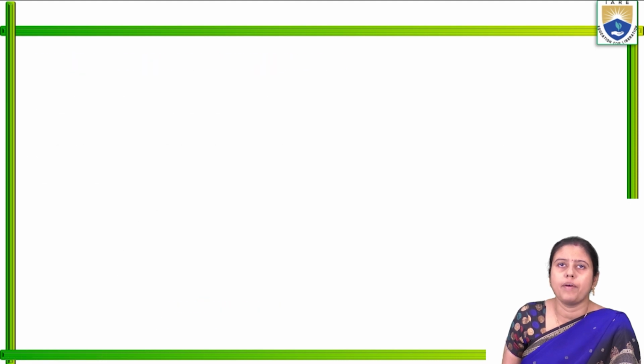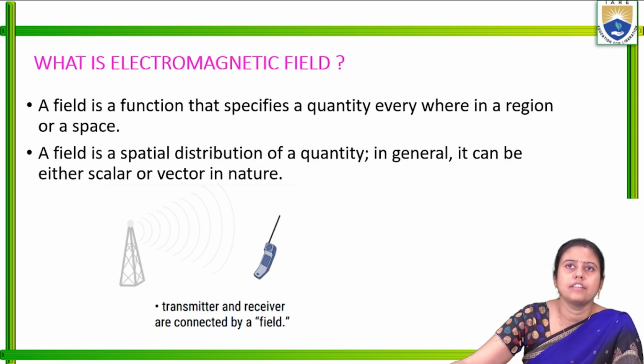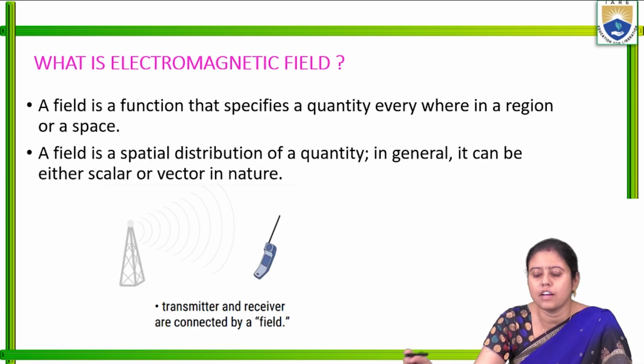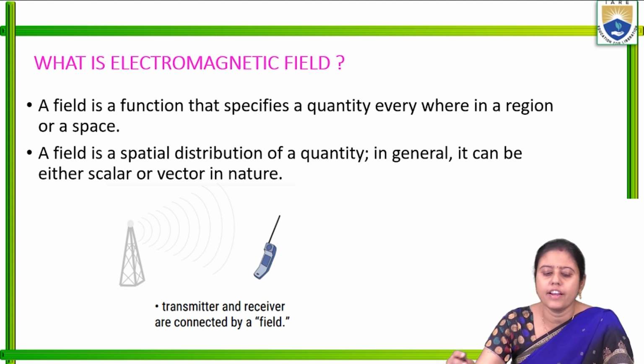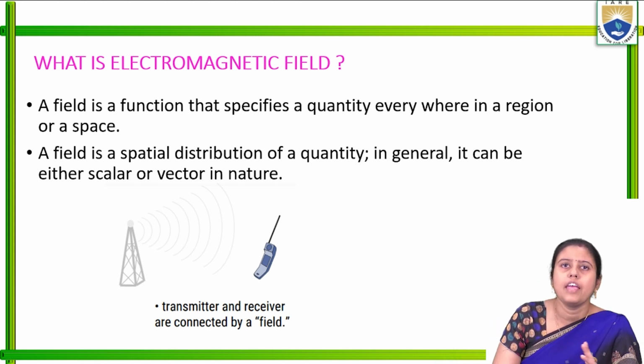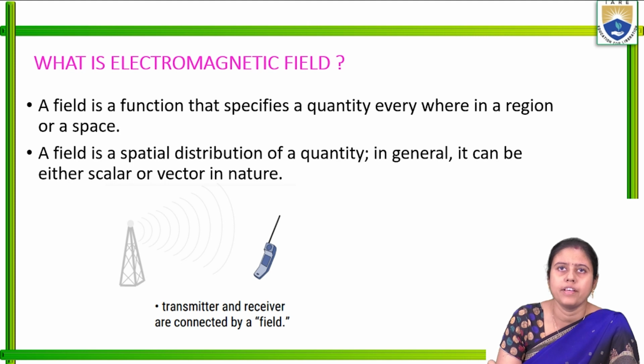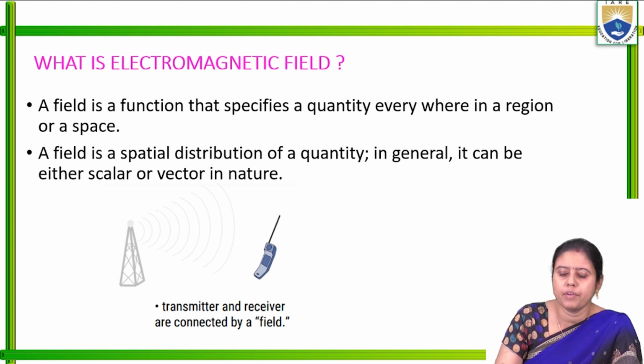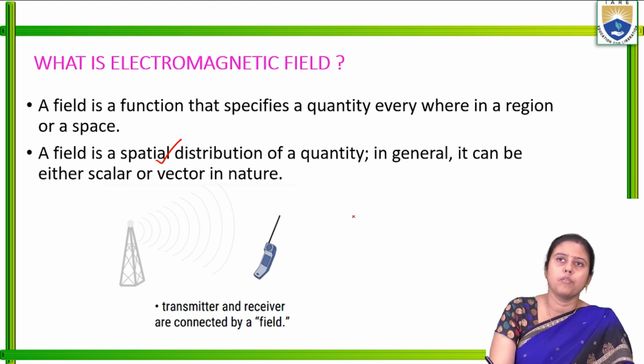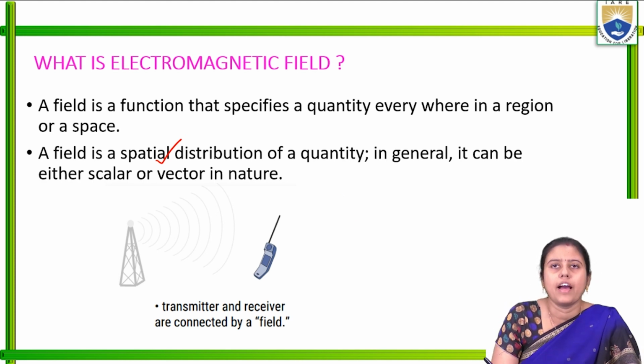So what is electromagnetic field? A field is a function that specifies the quantity everywhere in a region or a space. A field is a spatial distribution of a quantity. It can be either scalar or vector in nature.